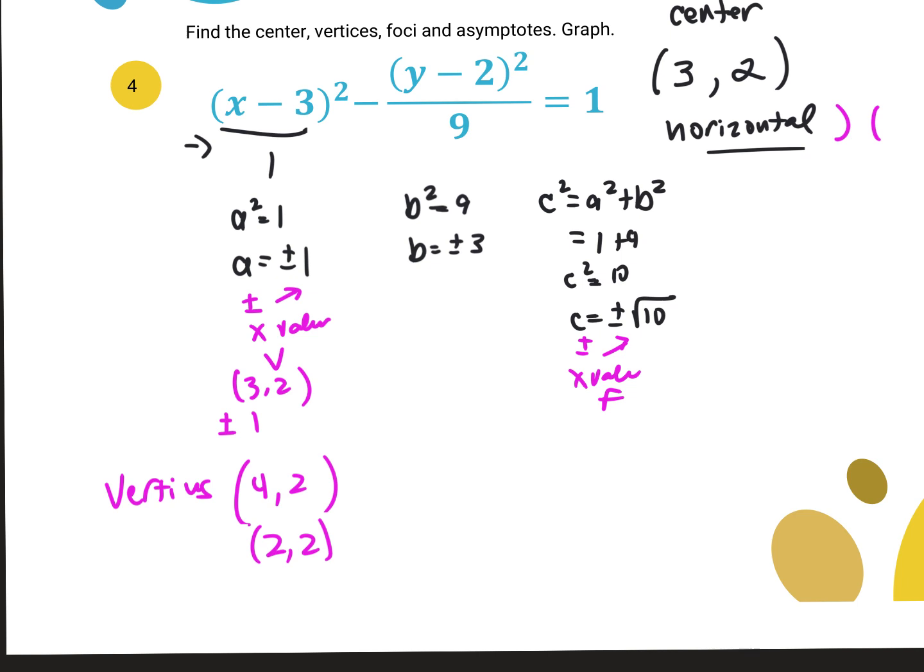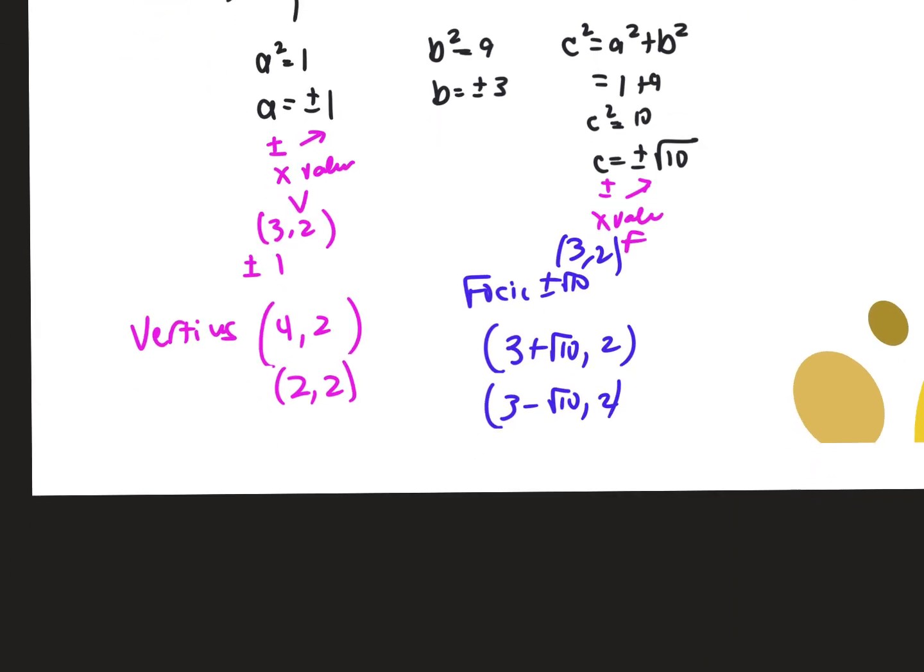I'm going to find my foci. We're going to take our center, which is (3, 2), and add and subtract the square root of 10. So the square root of 10, guys, remember, is a little bigger than the square root of 9, which is 3. So I'm going to say 3 plus the square root of 10, 2, and 3 minus the square root of 10, 2. Now, for graphing purposes, remember, this is about 3. So this is about (6, 2), and this is about (0, 2).